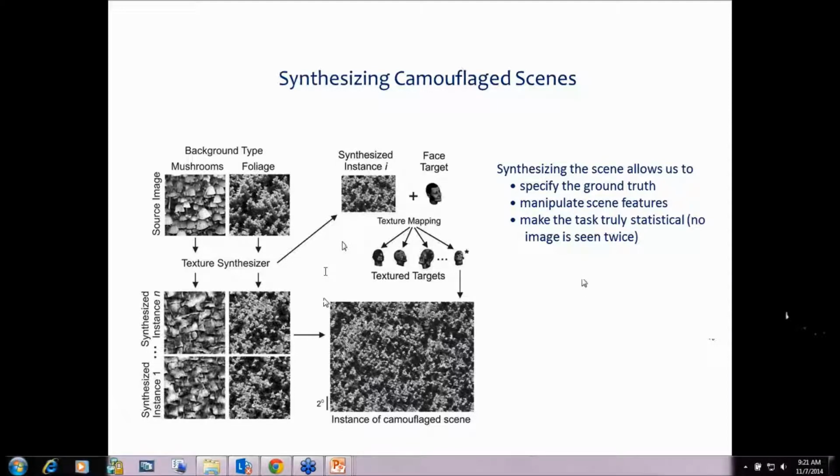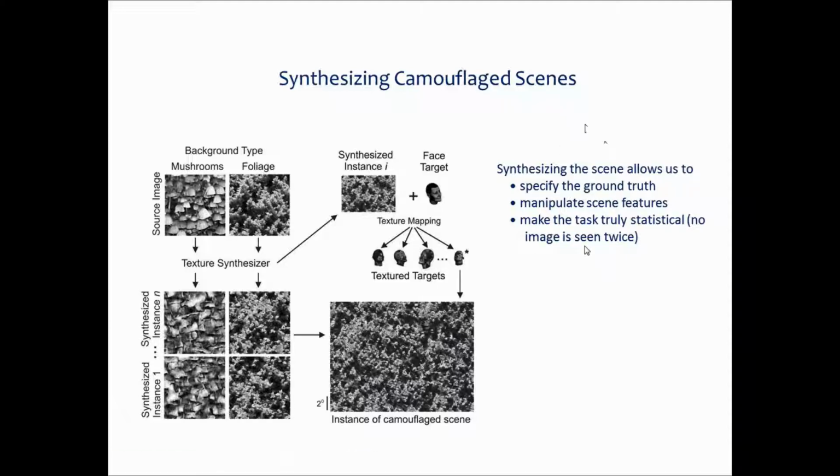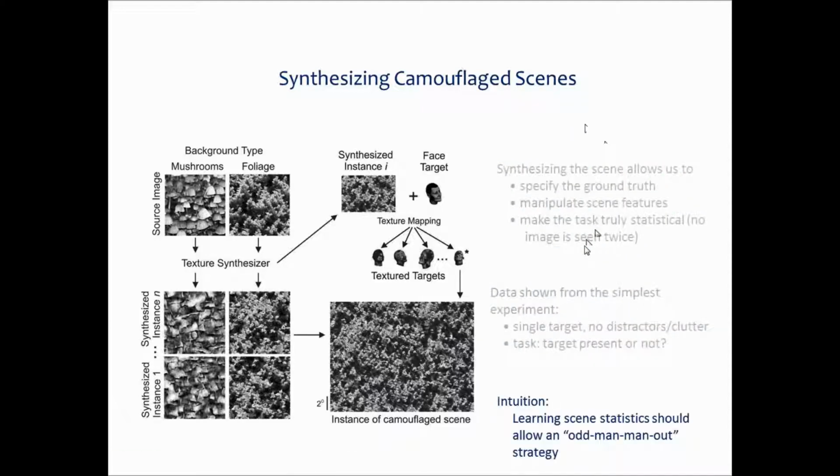And the data I'm going to show you are from one of the simplest experiments published. There's a single target, no distractor, or clutter, and the task is, as I said, a very simple detection task. Is there a target present or not? The intuition is that if you know the statistics of a given scene, if there's something in there that doesn't belong, you should be able to use an odd man out strategy to report if there's something there that doesn't belong in the detection task.